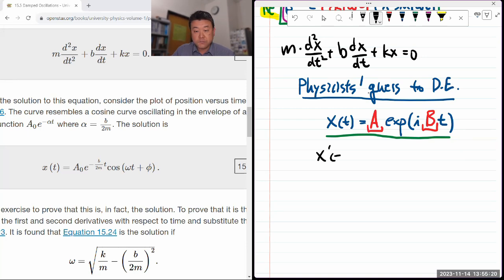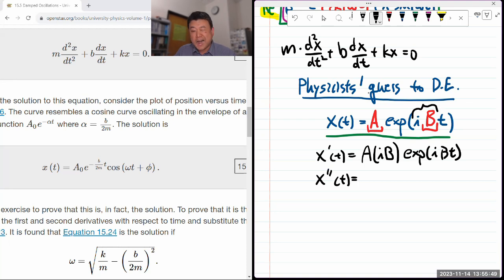The first order time derivative: exponential outside, nothing changes. So really, using the chain rule, your only worry is making this factor come out. t is linear, so just a factor of i times b comes out. So the first order derivative is a times ib times exponential of ibt. Second order, which we might need, is just this factor squared. So i squared gives me -1, so it'll be minus a times b squared exponential of ibt.